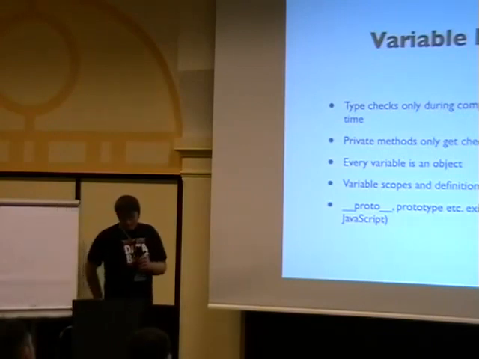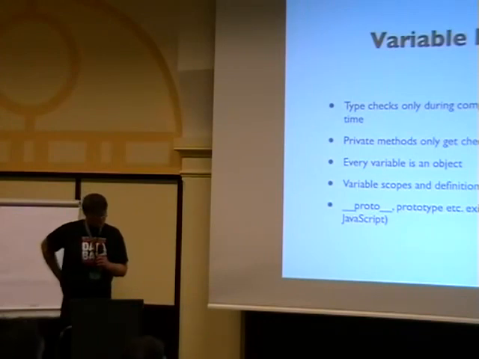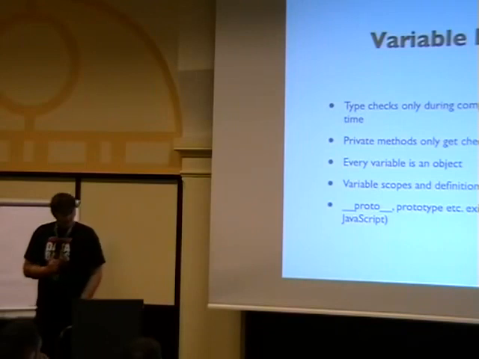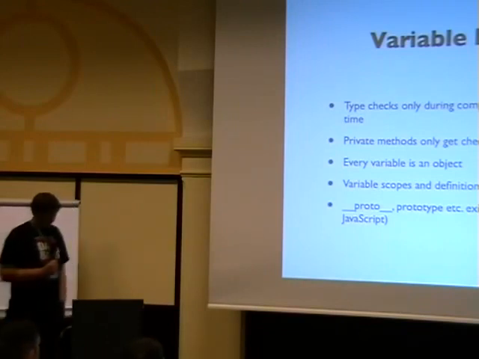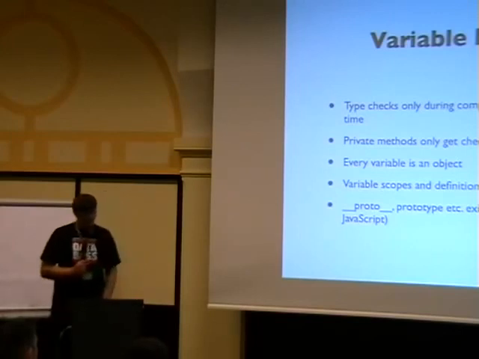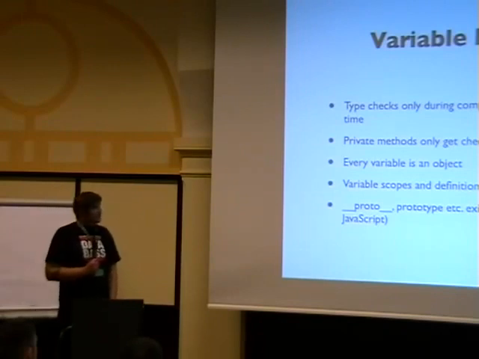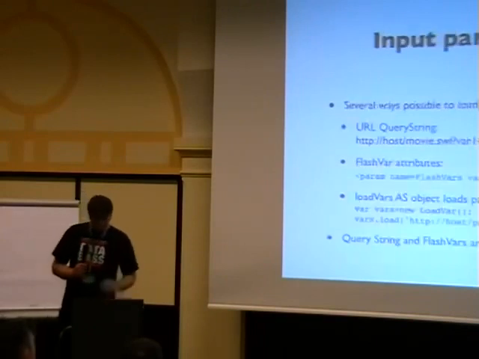The variable handling works in a way that the type checks are only during compile time, and during runtime they're only typecasts. Also, private methods only get checked during compile time. They can be overwritten during runtime in some cases. A variable is an object, and the scopes and variable definitions are analogous to the ECMA standard, and things like prototype are the same as in JavaScript.